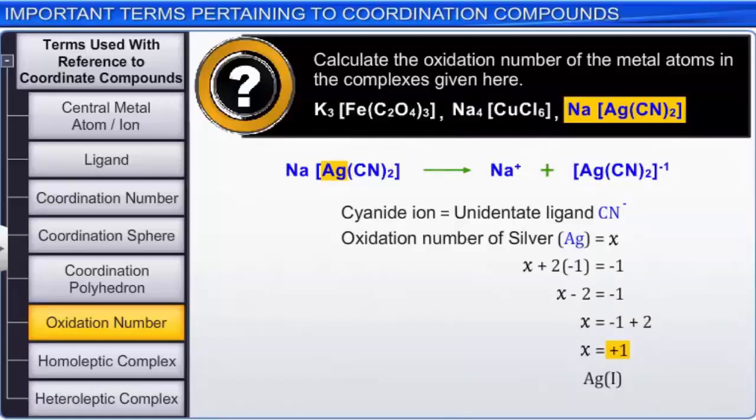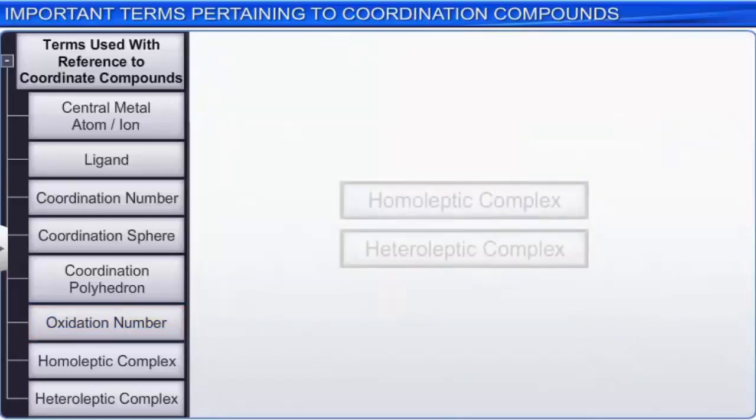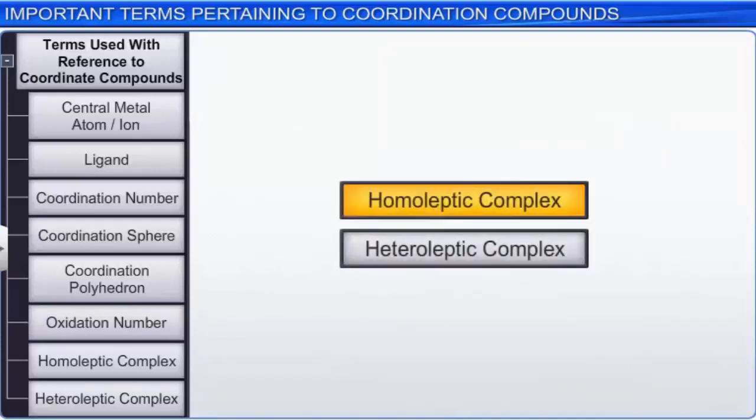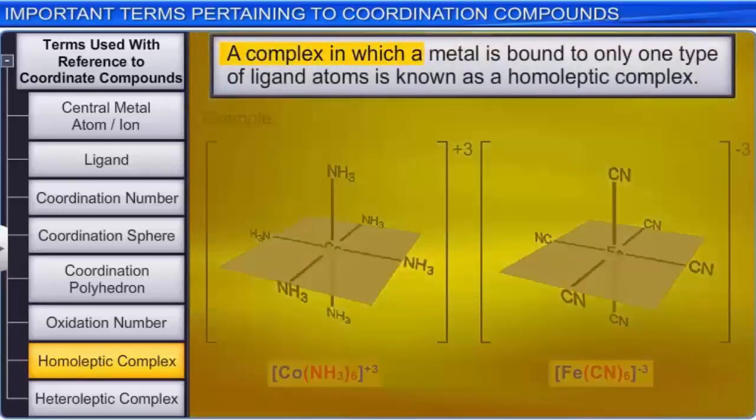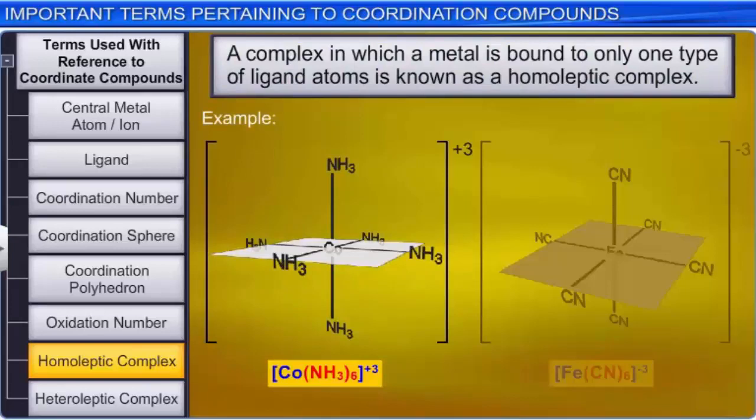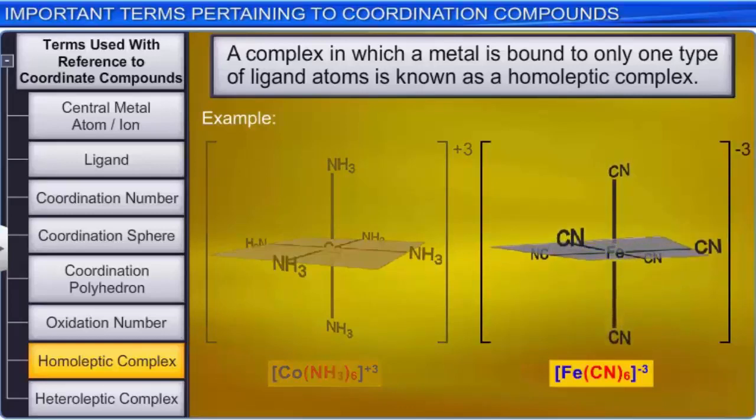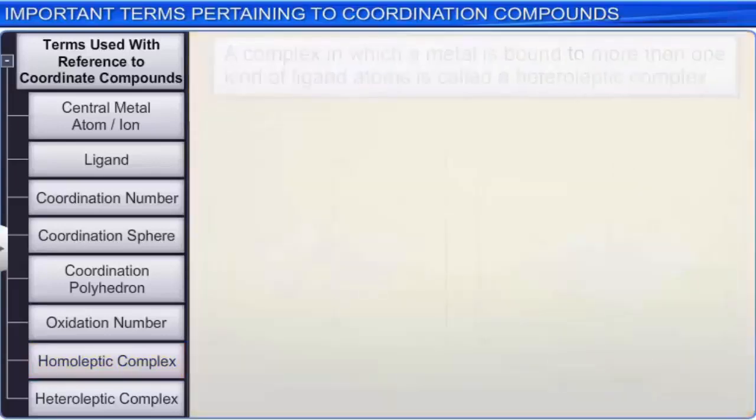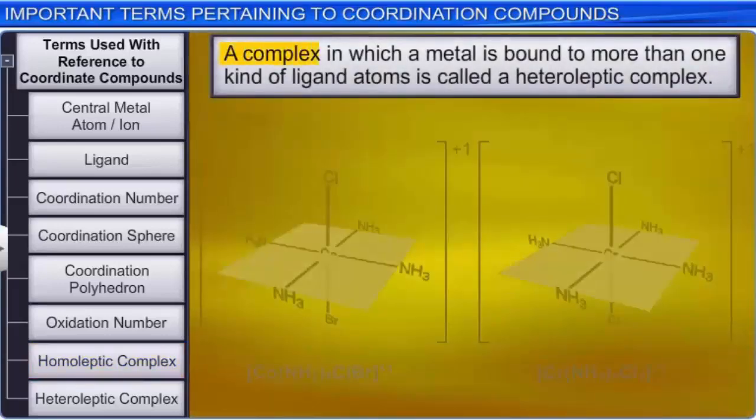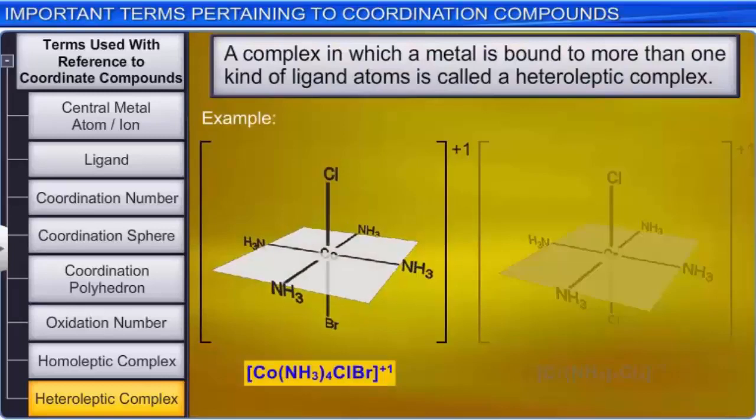Finally, let's look at the terms homoleptic complex and heteroleptic complex. A complex in which a metal is bound to only one type of ligand atoms is known as a homoleptic complex. For example, [Co(NH3)6]3+ and [Fe(CN)6]3-. On the other hand, a complex in which a metal is bound to more than one kind of ligand atoms is called a heteroleptic complex. For example, [Co(NH3)4ClBr]+ and [Cr(NH3)4Cl2]+.